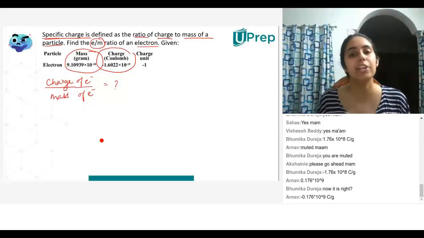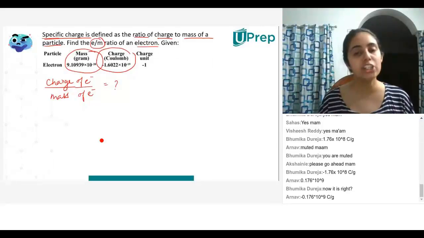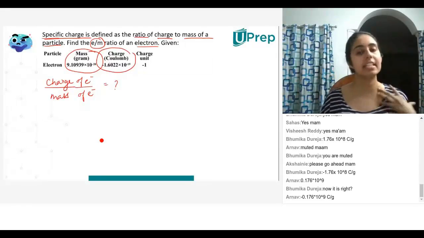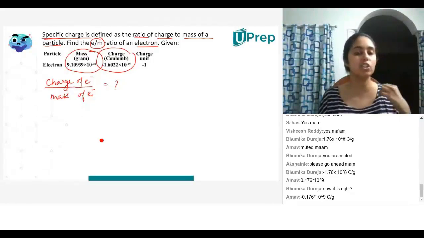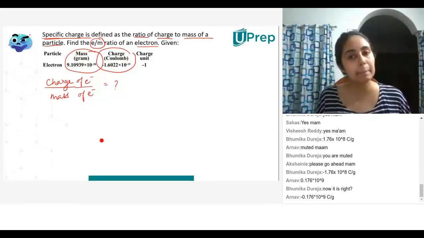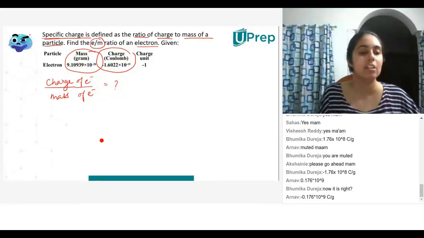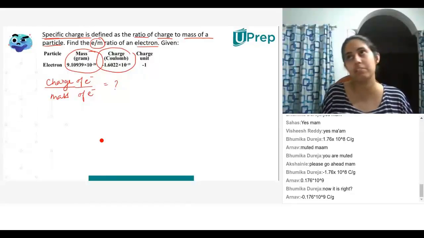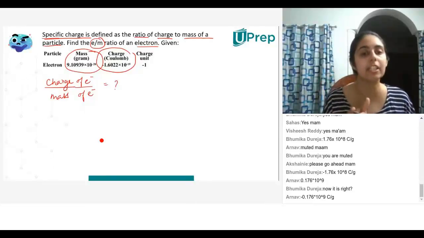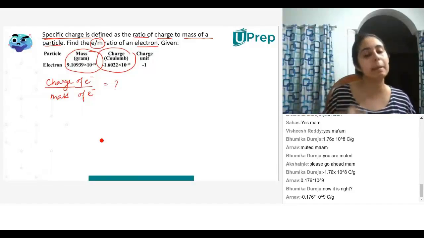So E by M ratio is nothing but charge by mass. Okay. So whenever somebody asks you what is the E by M ratio of an electron or of a proton, whatever it is, E by M ratio is always charge per mass. E by M means specific charge. So whenever I use the word specific, like specific volume or specific charge, it means divided by mass. Okay. So over here it says specific charge means charge divided by mass.